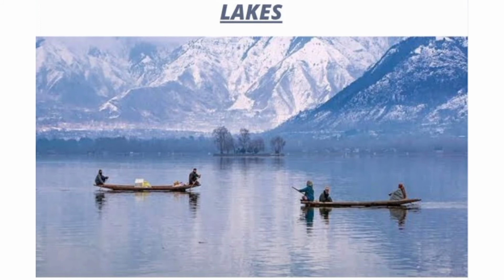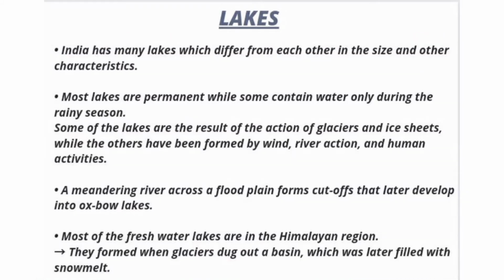Lakes. India has many lakes which differ from each other in size and other characteristics. Most lakes are permanent while some contain water only during the rainy season. Some of the lakes are the result of the action of glaciers and ice sheets, while others have formed by wind, river action, and human activities. A meandering river across a floodplain forms cutoffs that later develop into oxbow lakes. Most of the freshwater lakes are in the Himalayan region. They formed when glaciers dug out a basin, which was later filled with snow melt.